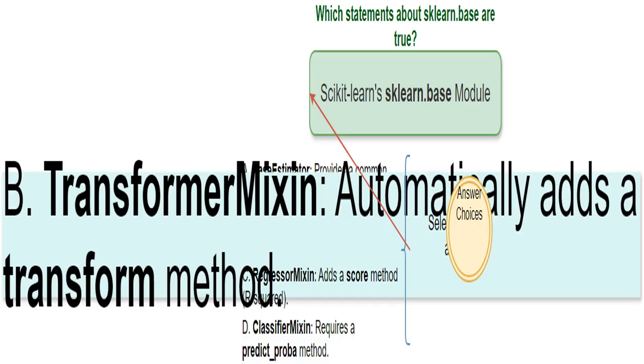The statement claims that transformer mixin adds a transform method. This means if you build your own estimator and use transformer mixin you automatically gain a transform method without any extra work. It is like magic. This makes your life easier. So, it's a true statement.